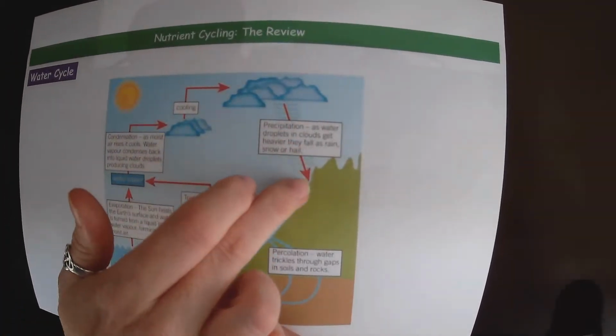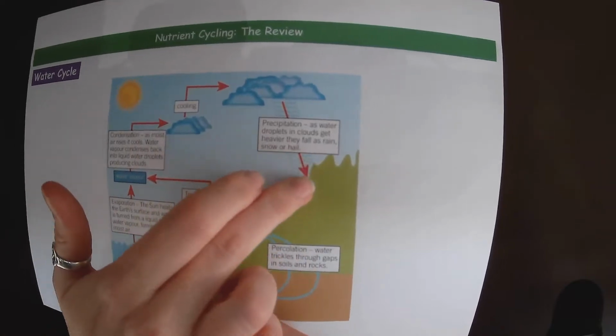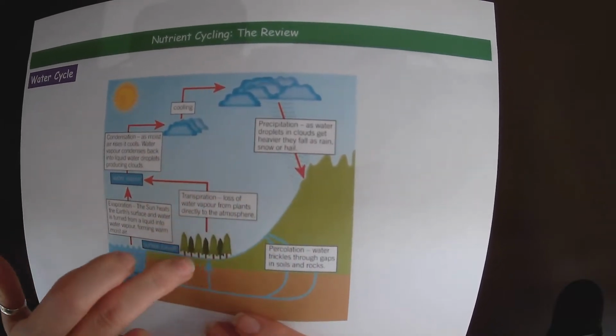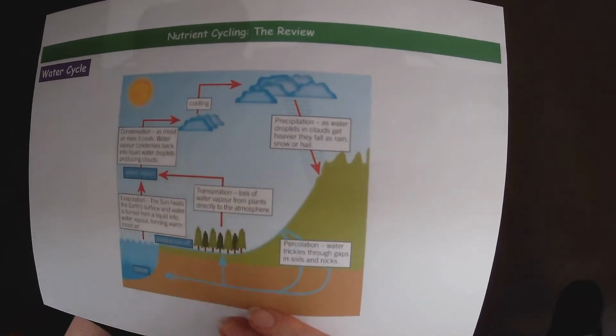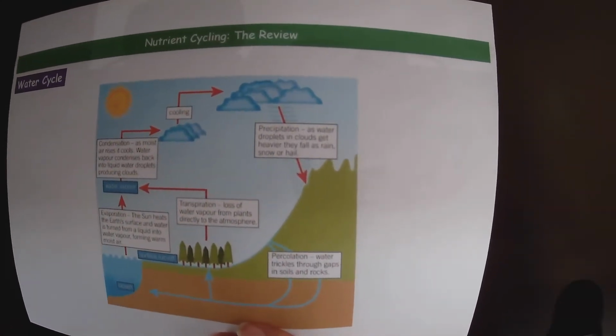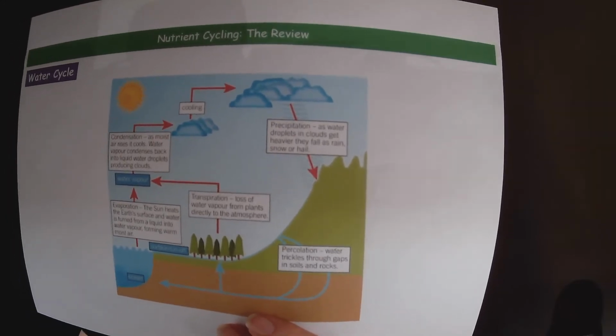So as the rain falls, it's obviously going to hit the land. Some of it is going to just run straight off and end up in a body of water. And some of it is going to trickle through little gaps in our rocks, and that is the process of percolation.